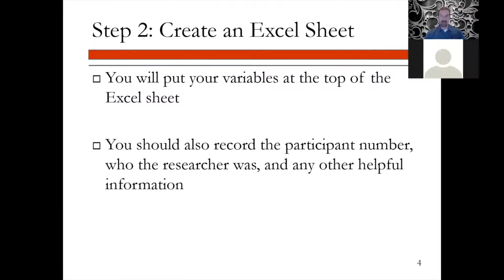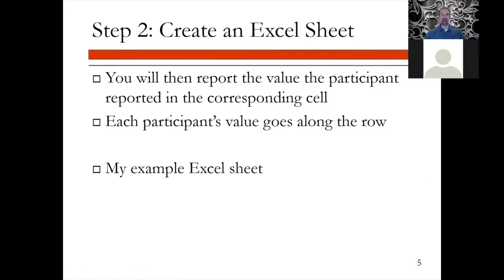You should also include that basic kind of information. Now, you will then report the value participants indicated in the corresponding cell. Each participant's value goes along a row. So each row is a participant, and within that row, each value within the column that corresponds to that variable is how participants responded to that particular item. Let me give you an example of my Excel spreadsheet, and I'll walk you through it. I think this example will help solidify things.